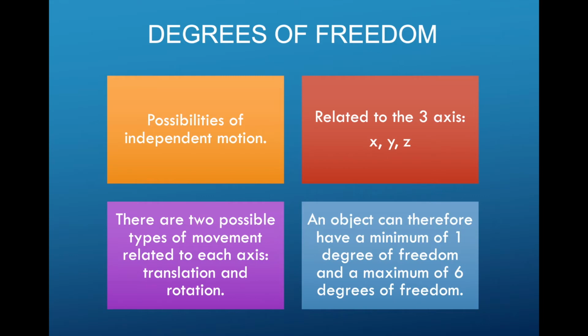So that means 2 times 3, there can be 6 different types of motion, what we call degrees of freedom. A degree of freedom, or degrees of freedom, are possibilities of independent motion. So objects can translate and rotate along or around 3 axes, so that gives us 6 degrees of freedom. So minimum 1, maximum 6. We will take a look at examples.